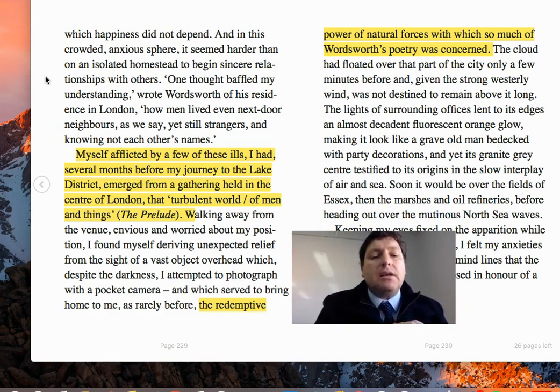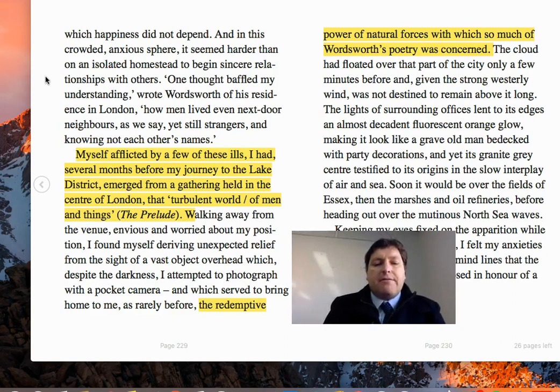And he says here, "myself afflicted by a few of these ills, I had several months before my journey to the Lake District emerged from a gathering held in the centre of London, that turbulent world of men and things." He is therefore talking about the fact that Wordsworth's poetry very much creates a meaning for him.